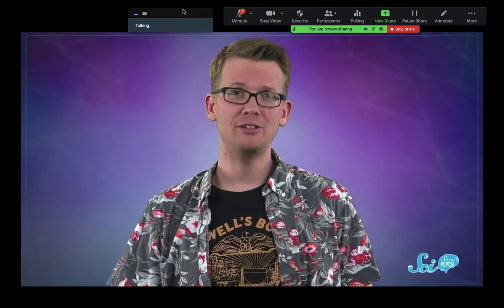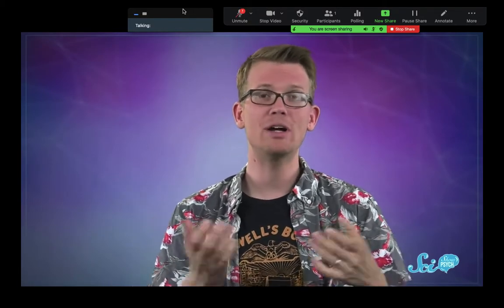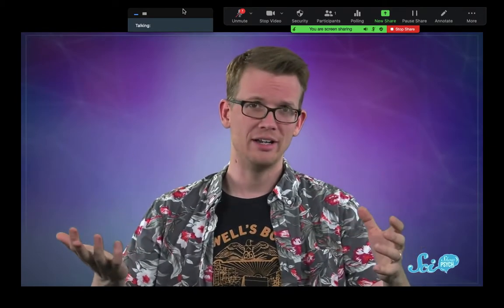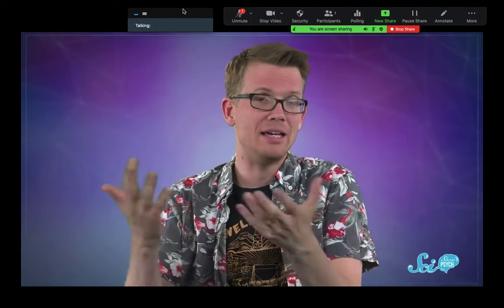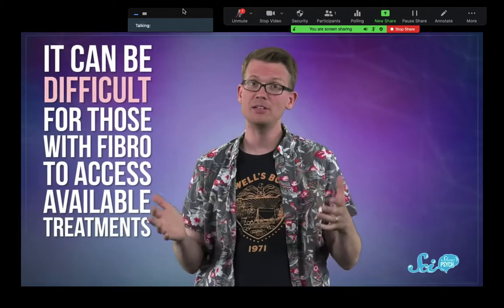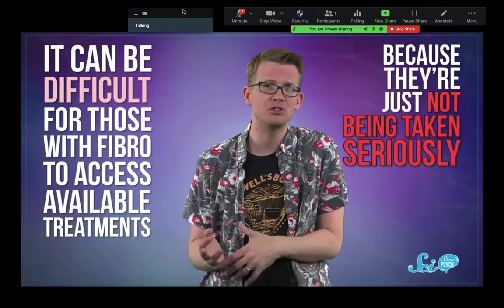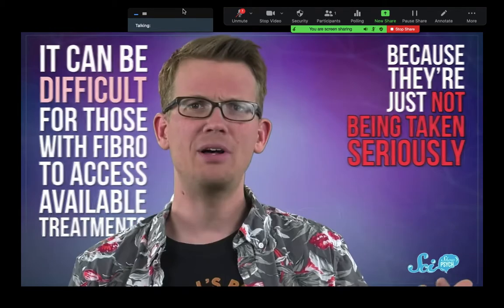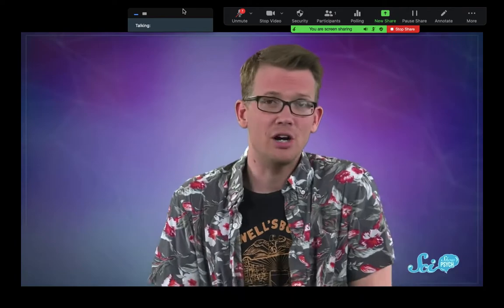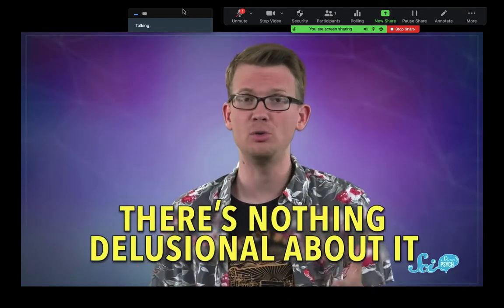And unfortunately, and especially because of the psychological factors involved in fibro, that's led to a common misunderstanding that patients are suffering a delusion that they're in pain rather than being in actual pain. This misunderstanding is actually so widespread that it can be difficult for those with fibro to access available treatments because they're just not being taken seriously. But you can't just shrug fibromyalgia off. Even if psychologists argue about how to classify it, current research is clear that there's nothing delusional about it.